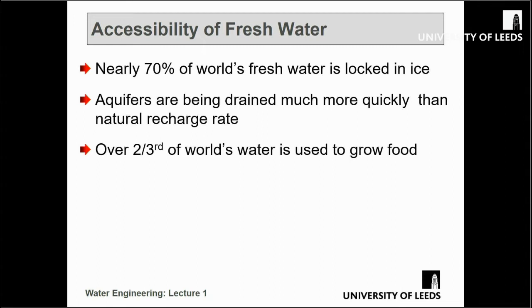We think about water as being about drinking most of the time, and washing, but two-thirds of the world's water is used to grow food. So you, as an engineer, if you're trying to move water somewhere, it's about getting it to a place where it's used, and two-thirds of that work will be getting it to agriculture.